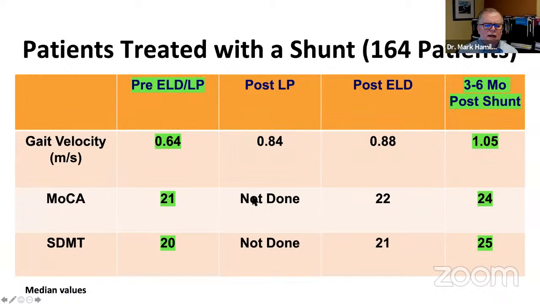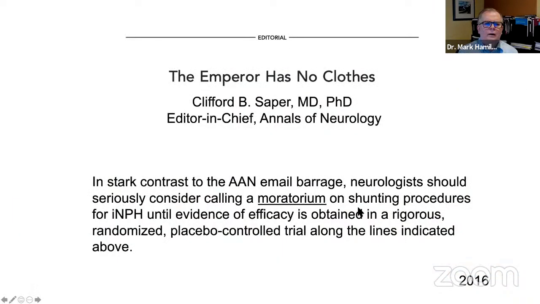MoCA usually doesn't get evaluated after a lumbar puncture, but when we evaluate it after a lumbar drain, there's not much change, the same with SDMT. But when you go 3 to 6 months out after surgery, there's a change of about 3 points on the MoCA and about 5 points on the SDMT. And that's, again, reliable change. So this is clinically significant and reliable change.